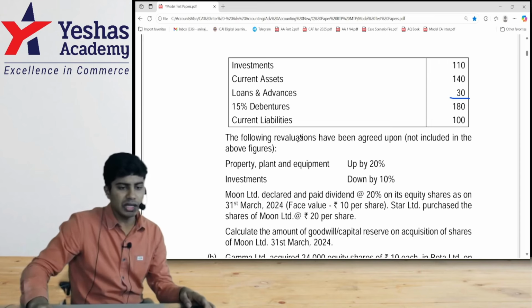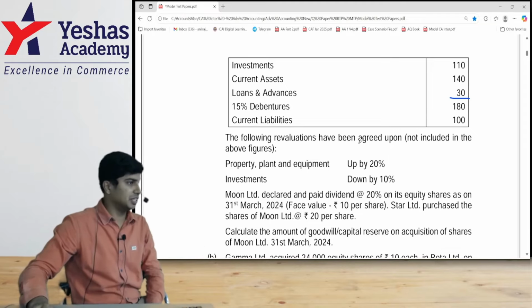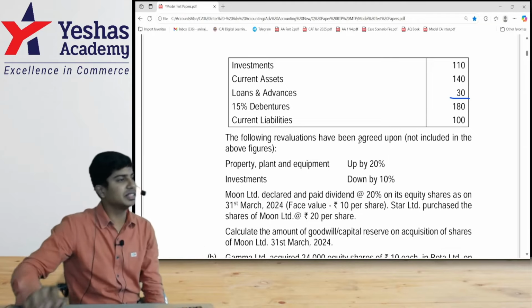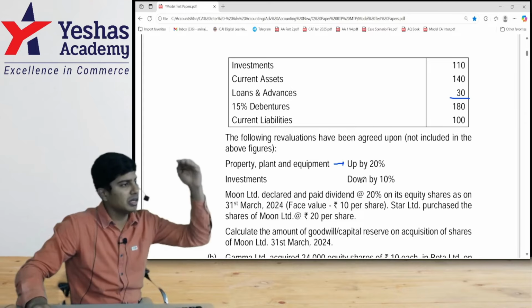They told us the following revaluations have been agreed upon, not included in the above figures. So the above figures are there, no? That is from the standalone balance sheet. After we take that data, then we do this revaluation. What revaluation have we done? PPE has been up by 20%. We need to increase the value of PPE by 20%.